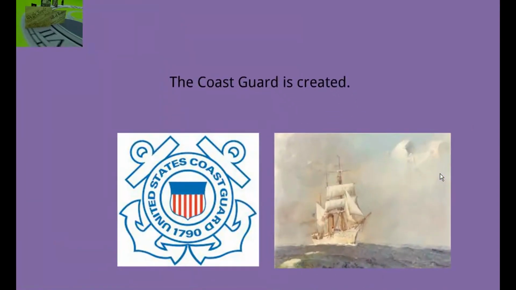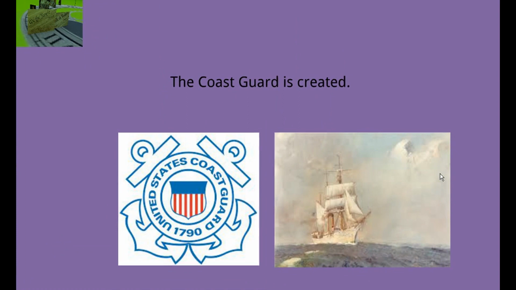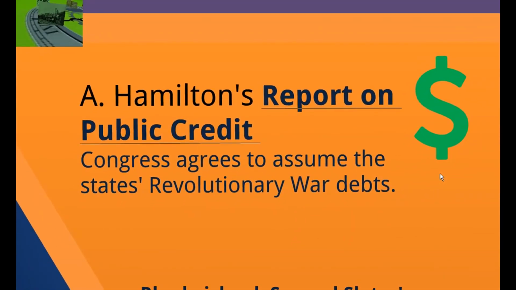The creation of the Coast Guard is also an important event because it is used as a way to guarantee the protection of United States shores. But this year we have another part of Hamilton's economic plan, which is based on his report on public credit. This report leads to the assumption of states' Revolutionary War debts by the National Congress, by the United States Congress.